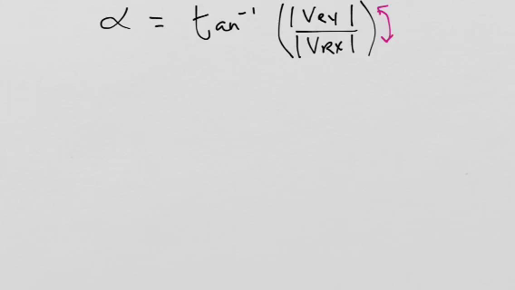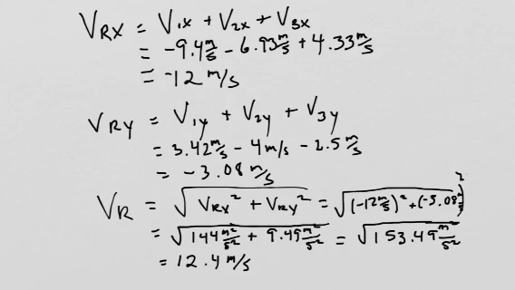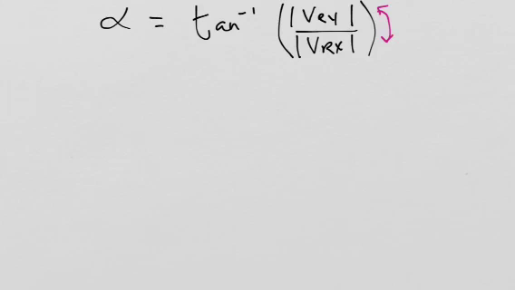Luckily this is absolute. We don't put any negatives here, only positive values, even if we've calculated both VRx and VRy to be negative numbers, negative 12 and negative 3.08. Those are going to become positive. So take a moment, I'm going to pause it. Work this out. You should get a decimal number for your VRy over VRx.